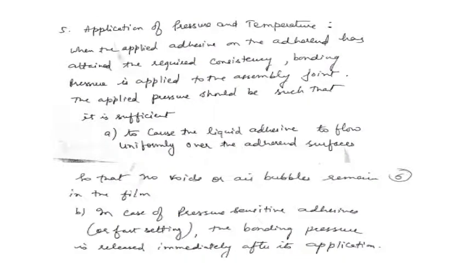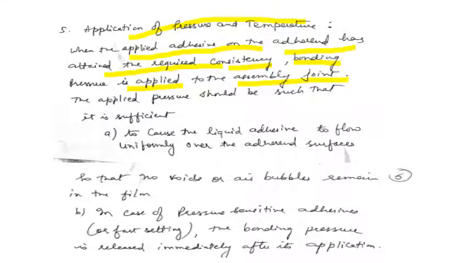So after the assembling of the adhesive to form a joint, the application of the pressure and the temperature is required. When the applied adhesive on the adherent has attained a required consistency, as you have seen in the previous slide, the proper consistency in the joint we get over a certain period of time. If we get the required consistency, the bonding pressure is applied to the assembled joint where the bonding takes place.